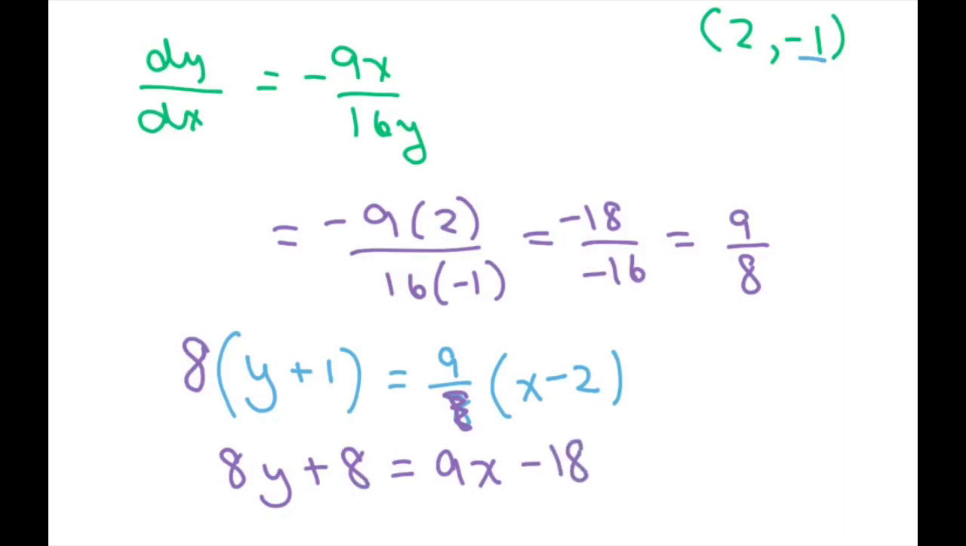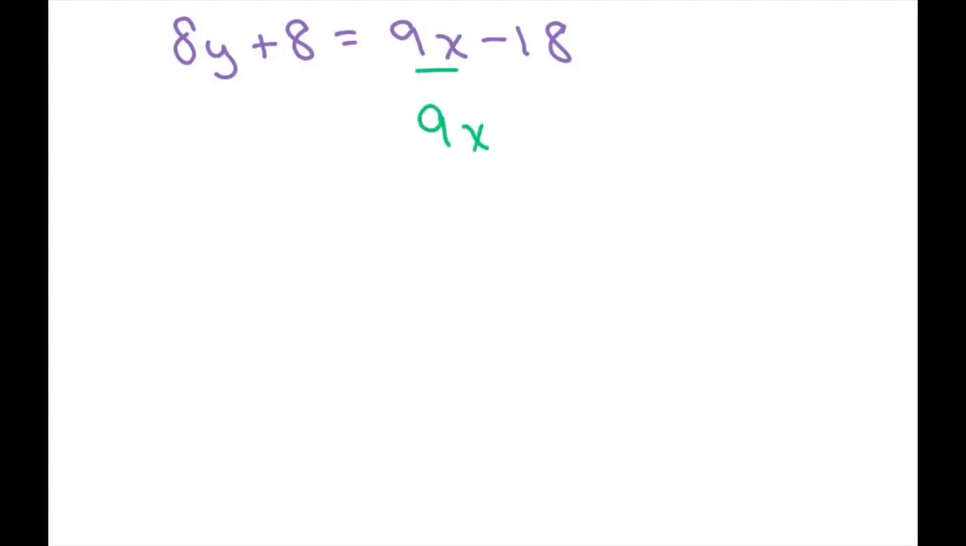Now let's put this in standard form. I'm going to write it again here. We have 8y + 8 = 9x - 18. This is linear, so we're just going to put the x first. So we have 9x, subtract the 8y, so it's minus 8y, and subtract the 8, and so that's going to be minus 26, and this equals 0.